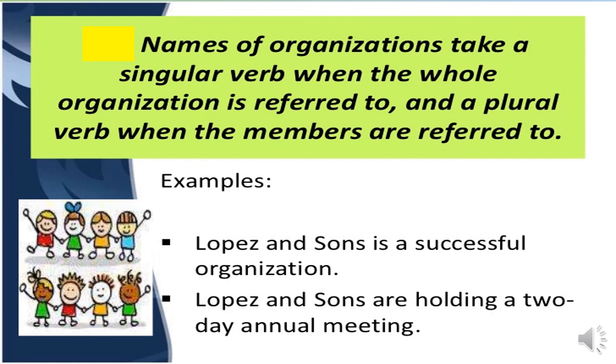Lopez and Sons is a successful organization. Lopez and Sons are holding a 2-day annual meeting. So you can see in the first example, it is considered as a single unit because it's a whole organization. In the second case, we are talking about the members. So Lopez and Sons are holding a 2-day annual meeting.